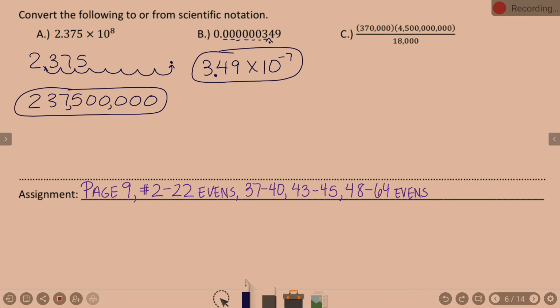What about 370,000? Times what? 10 to the 5th. 3.7 times 10 to the 5th? Sounds good to me. What about, what is that, 4,500,000,000? What's that one going to be? Is 9 right? Yeah. Okay, denominator. What's 18,000? 1.8 times 10 to the 4th?